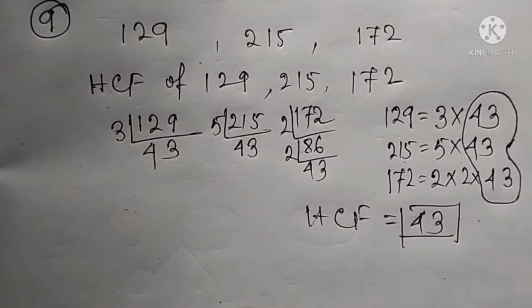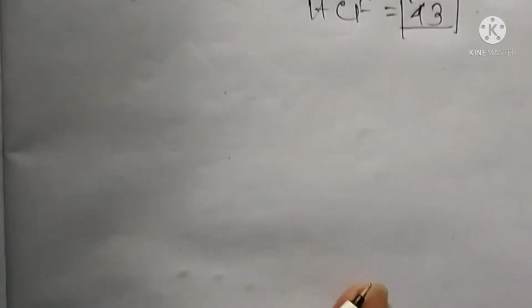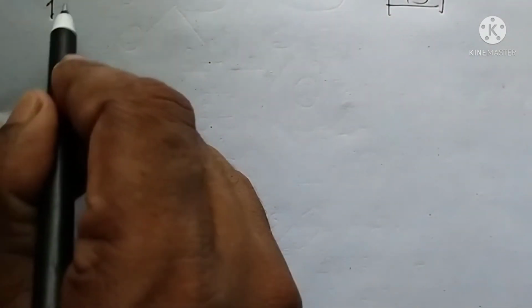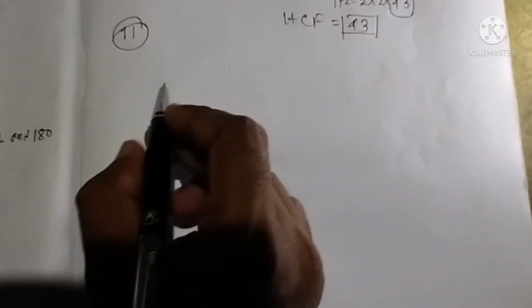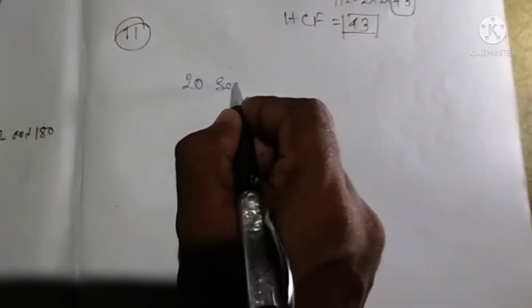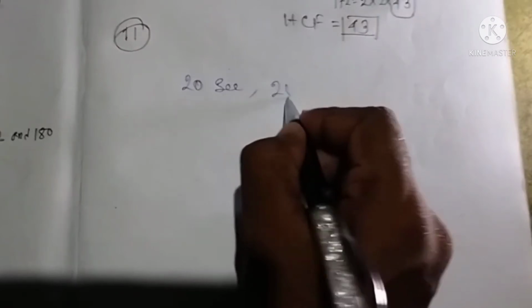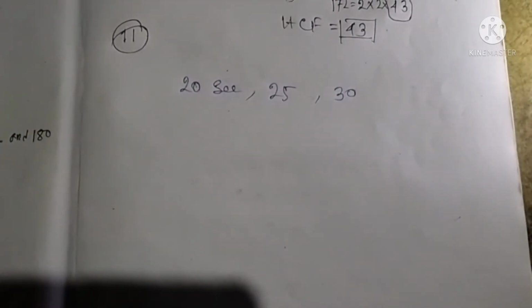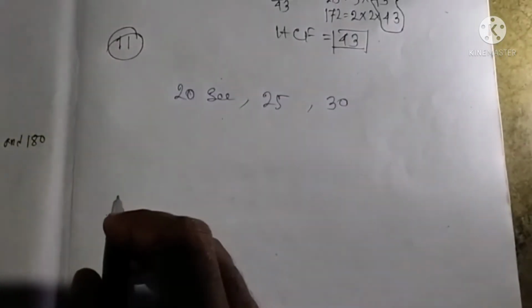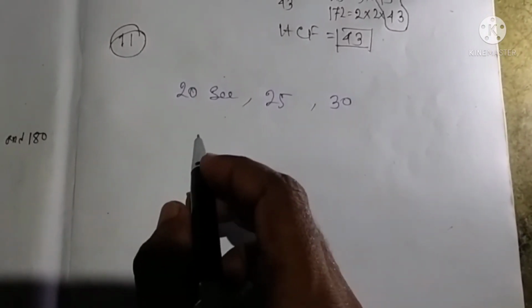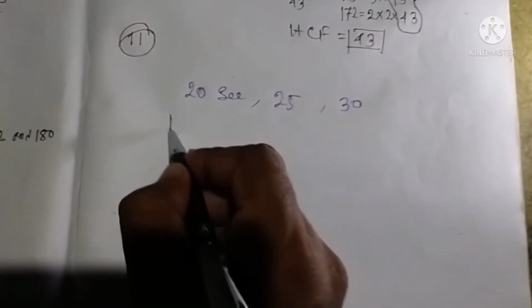Understood everyone? Now try to solve question number 11. The question is: successive traffic signals turn green at intervals of 20 seconds, 25 seconds and 30 seconds respectively. If they all turn green at 9 am, what would be the time they will turn green together again? So in this problem we have to find the LCM.